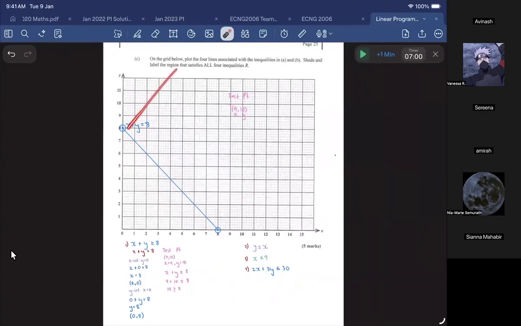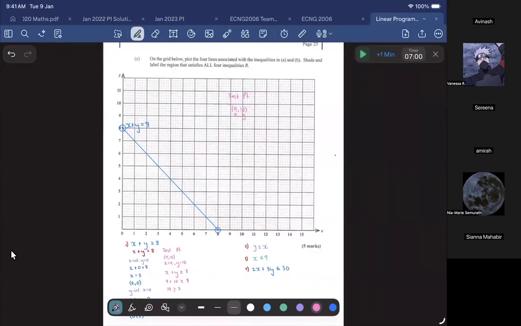That means I have to shade this side. So any point on this side of the graph is going to be more than or equal to 8. That's how it goes. So we're going to shade this side then.